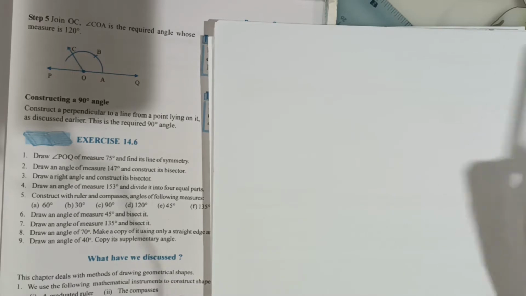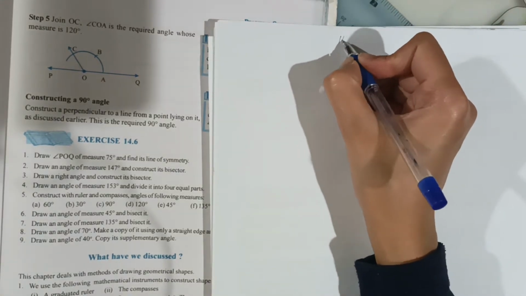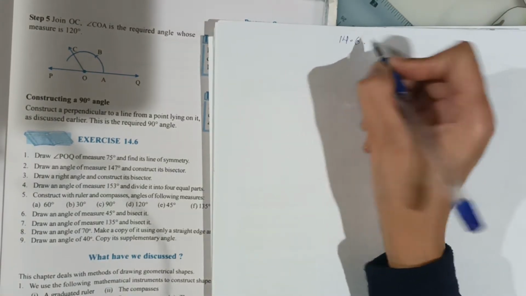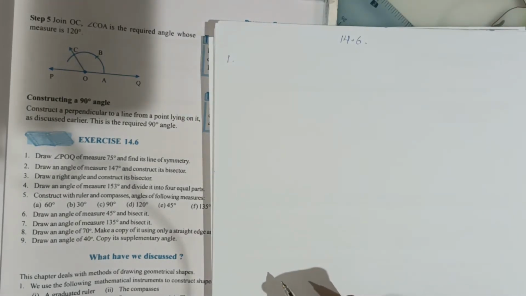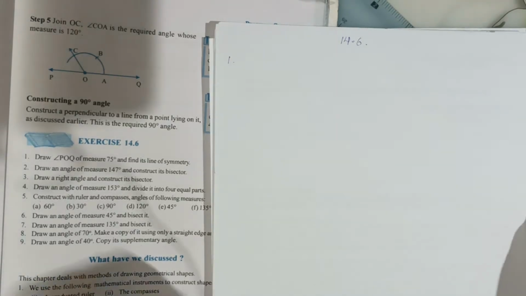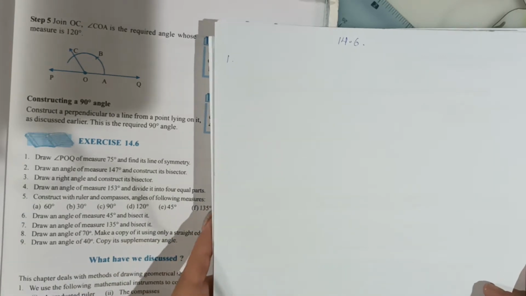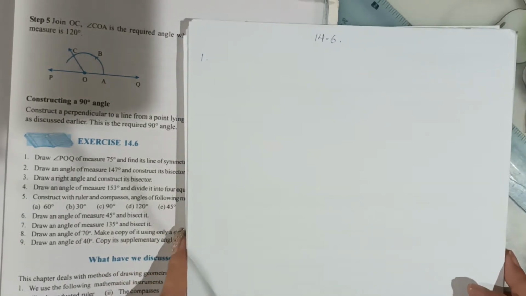Hi everyone, today we are going to start solving exercises from exercise 14.6 from chapter 14, practical geometry. Question number 1. Draw angle POQ of measure 75 degrees and find its line of symmetry.